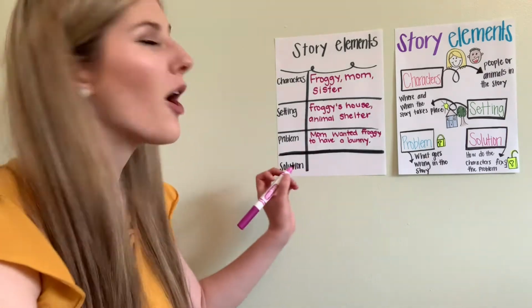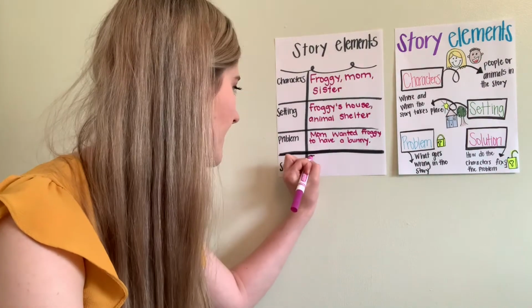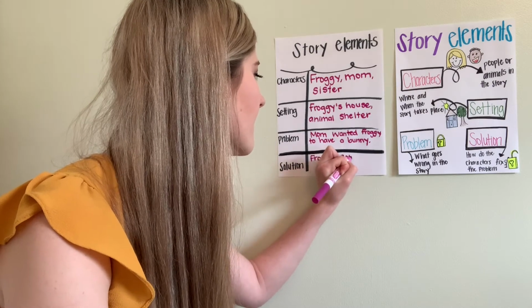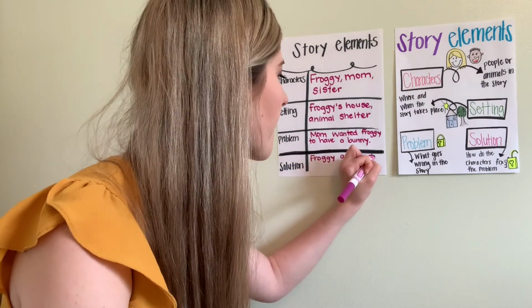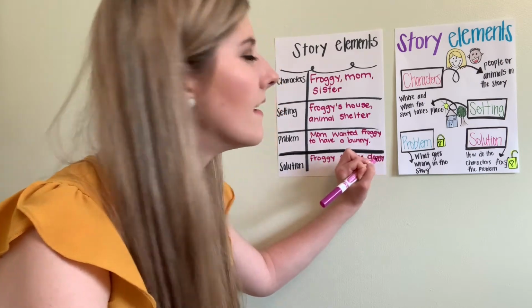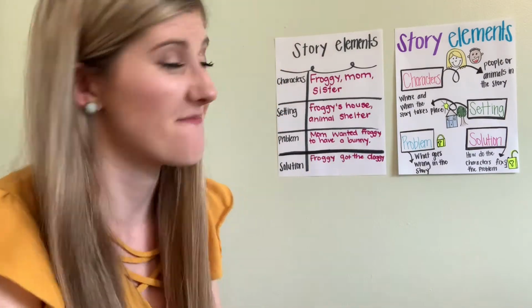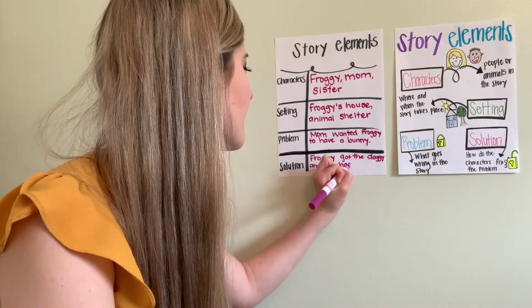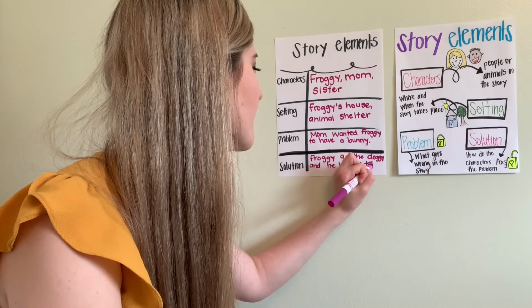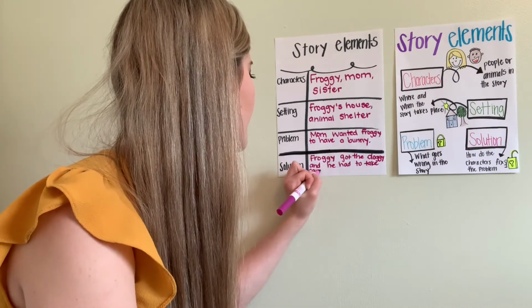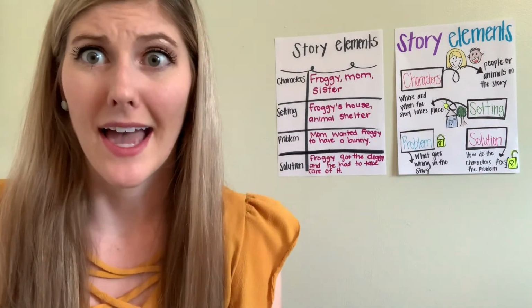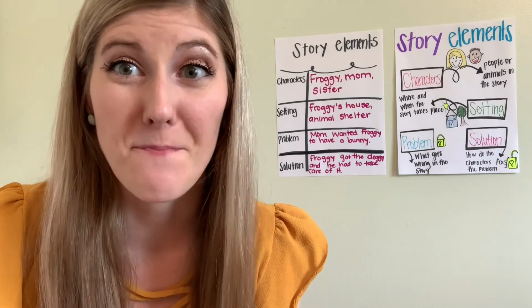All right. So I'm going to write that Froggy got the doggy. And he had to take care of it. What's another word of having to take care of something? Being responsible. That's right.